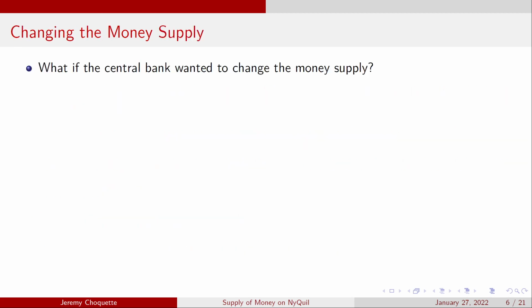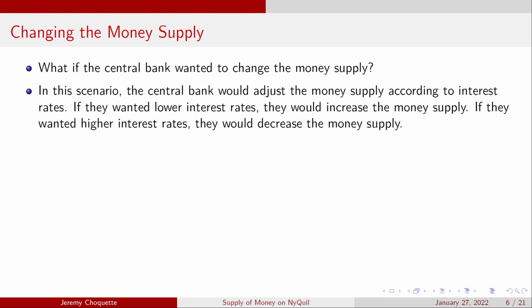But what if the central bank wanted to change the money supply? All right, well, in this scenario, the central bank would adjust the money supply according to interest rates. If they wanted to lower rates, they would increase the money supply, and if they wanted higher rates, they would decrease the money supply.